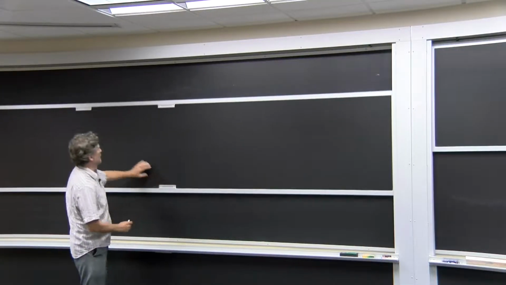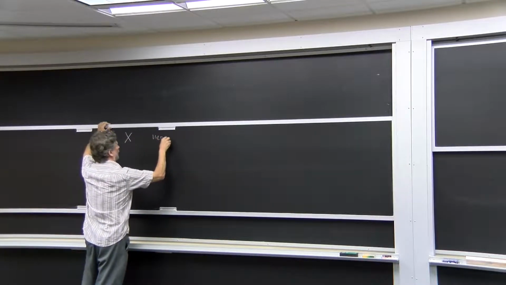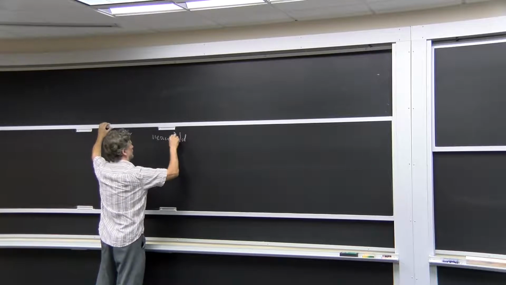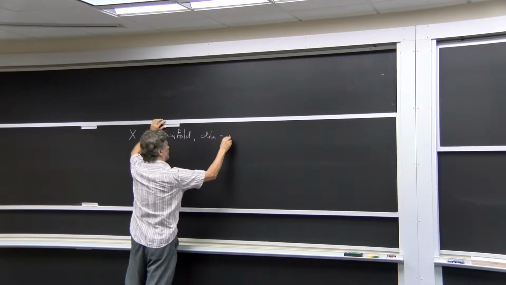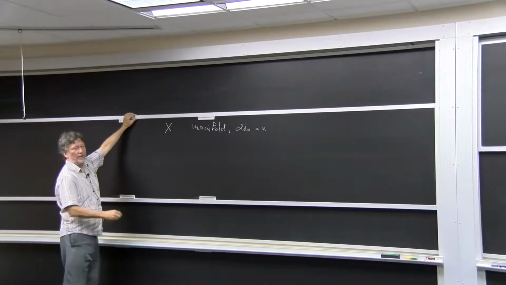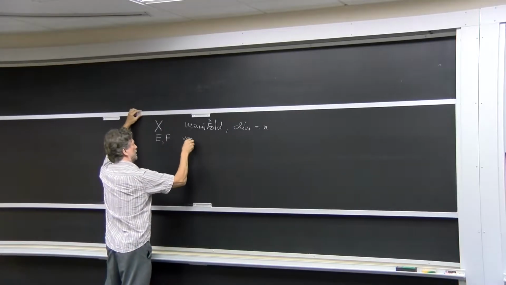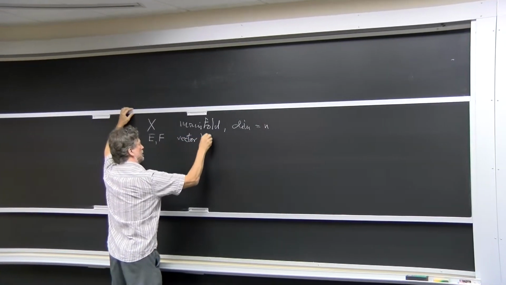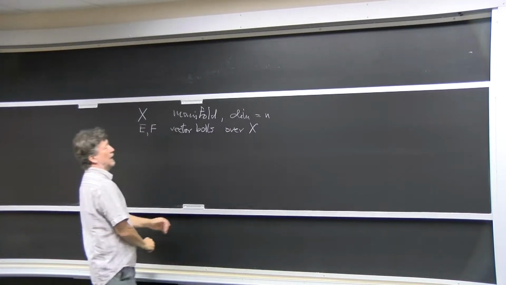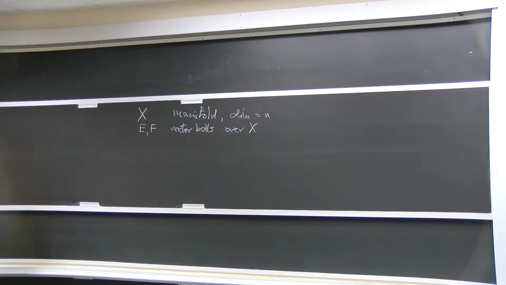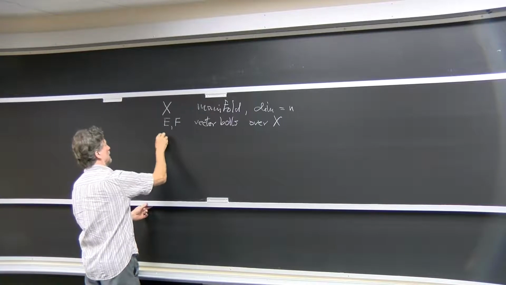So we are in this situation. We have a smooth manifold X, and I want it to be of dimension n. And we have two vector bundles over that, let's say E and F, over X, again smooth. And then I want to define what is a differential operator of order K.